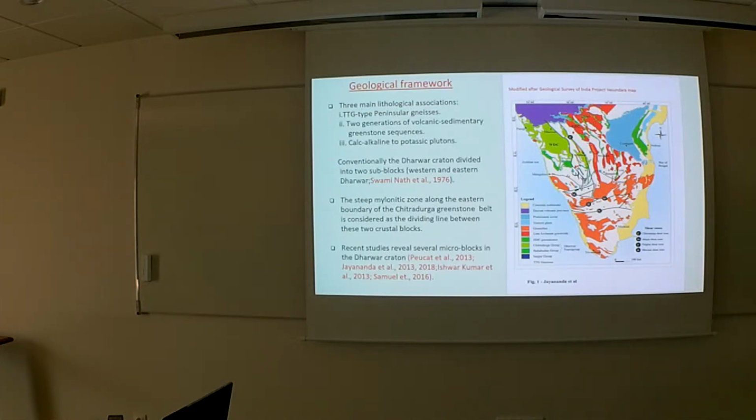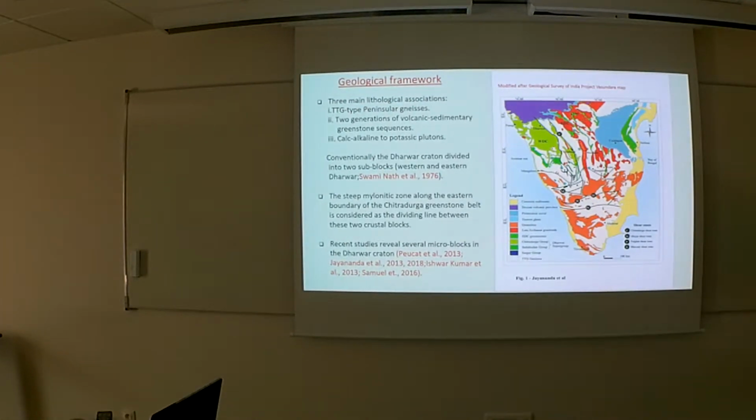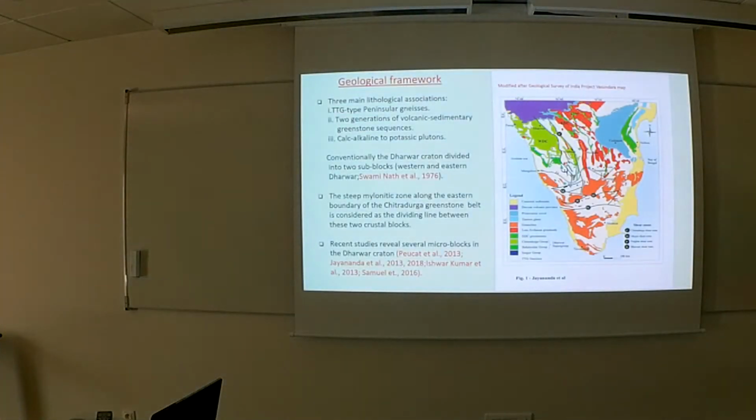Well, coming to the geologic framework of the craton, like all other cratons in the world, the Dharwar craton also consists principally of three rock types. The most voluminous are the TTG type peninsular gneisses. Regionally they are known as peninsular gneiss, because in the beginning of the last century, when the geologists worked, they were the most common in every part of southern peninsular India, so they named them peninsular gneisses.